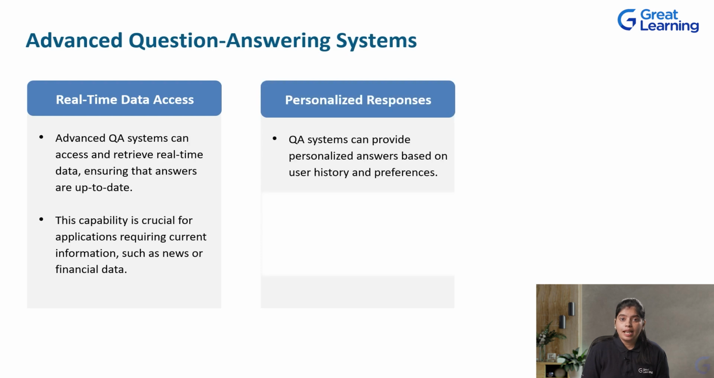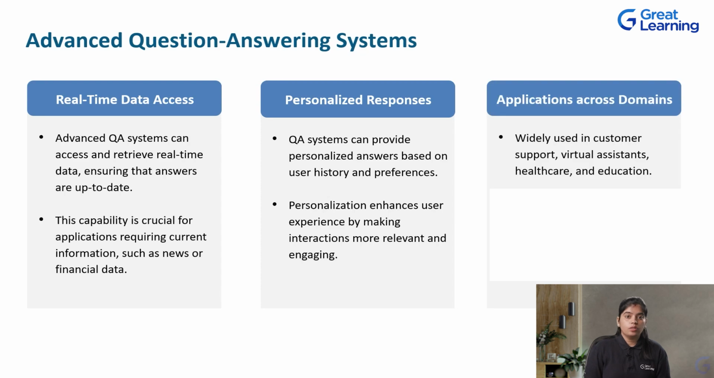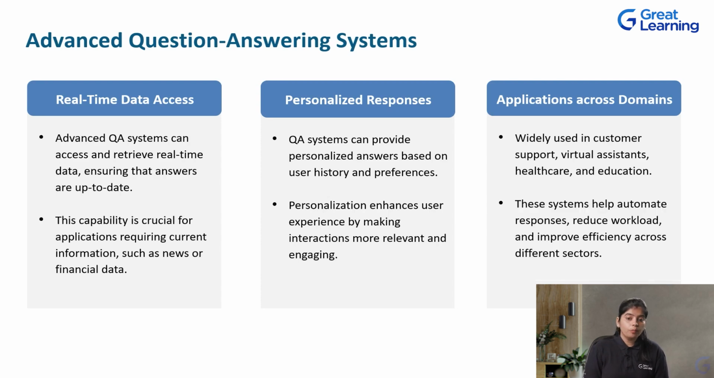So for those applications, it is very important. After that comes personalized responses. QA systems are not only used for real-time data access but can also provide personalized answers based on user history and preferences. Personalization enhances user experience by making interaction more relevant and engaging. Let's discuss applications across domains. It is widely used in customer support, and we have already talked about virtual assistants, healthcare, and education. These systems help automate responses, reduce the workload of the user, and improve efficiency across different sectors.